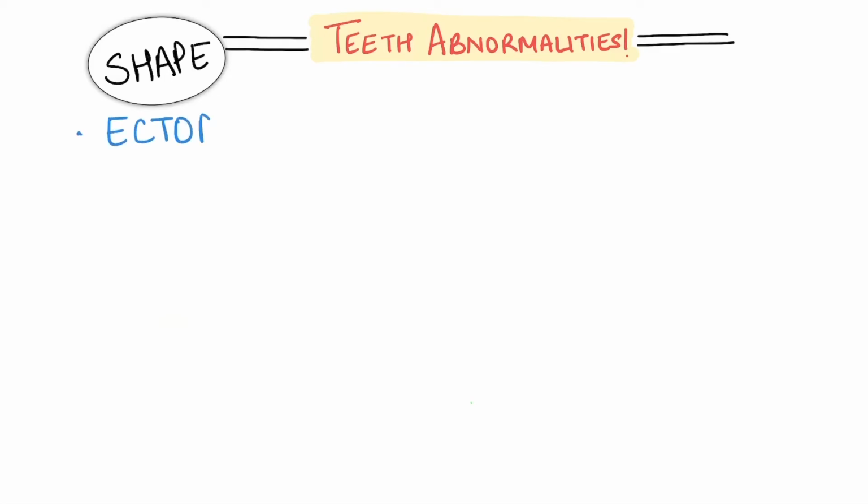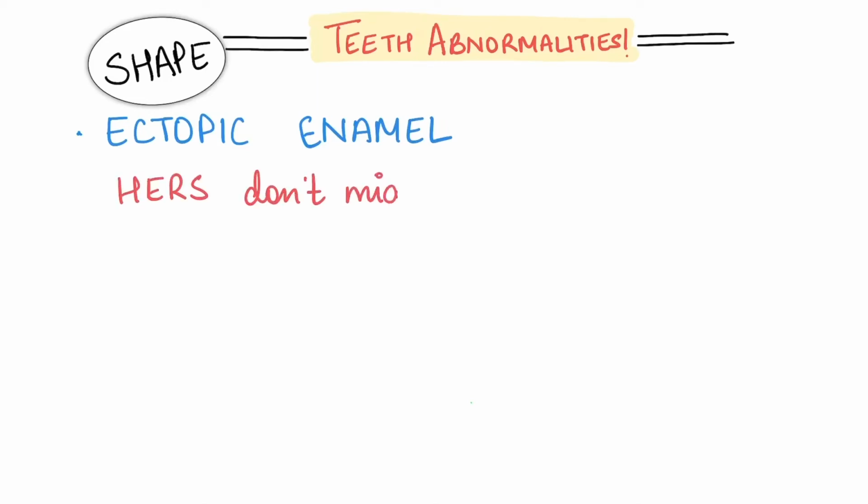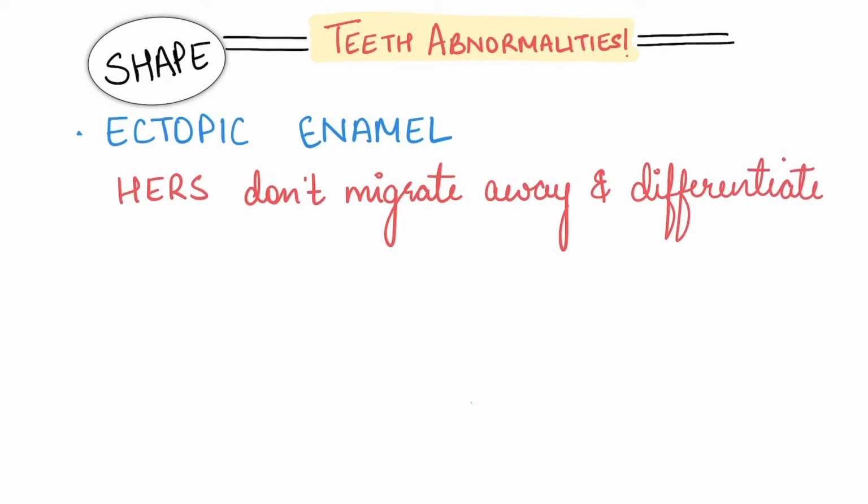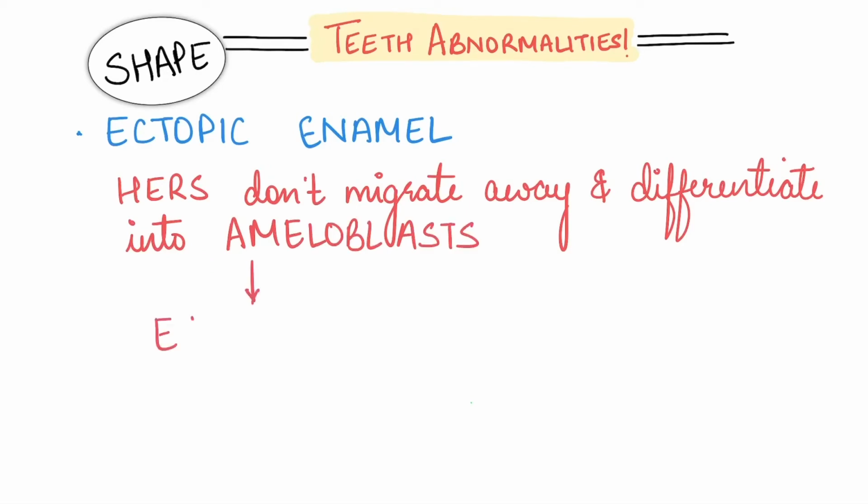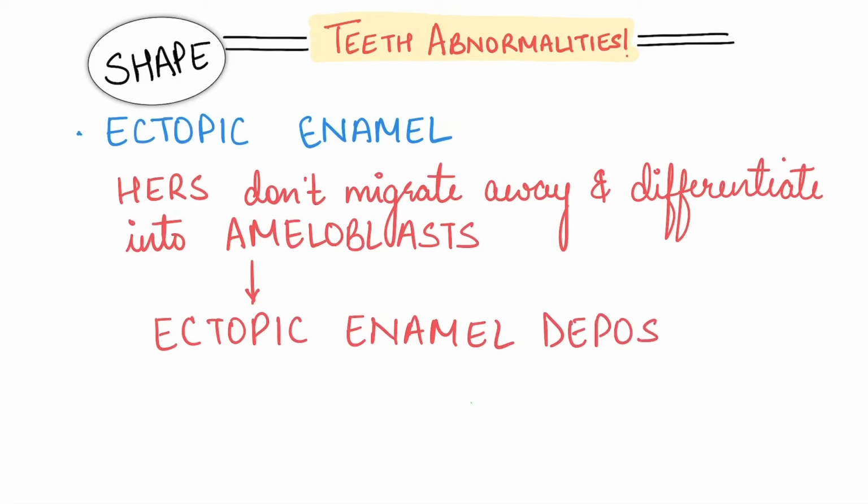So the next variation is ectopic enamel. As the name is self-explanatory, this means deposition of enamel in an abnormal area where it shouldn't be. This usually happens when the cells of Hertwig epithelial root sheath do not migrate away from the dentine, and then it differentiates into fully functional ameloblast and then deposit enamel. So there is ectopic deposition of enamel, and this is more commonly associated with bifurcation or trifurcation area of the teeth, mainly premolars and molars.